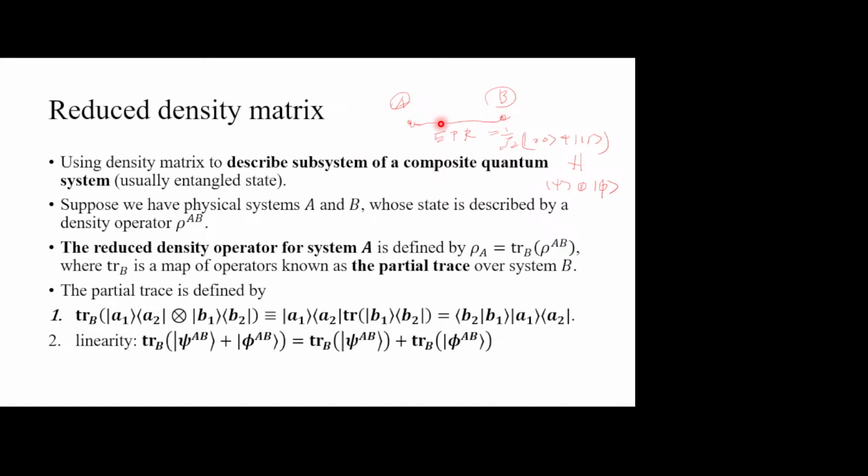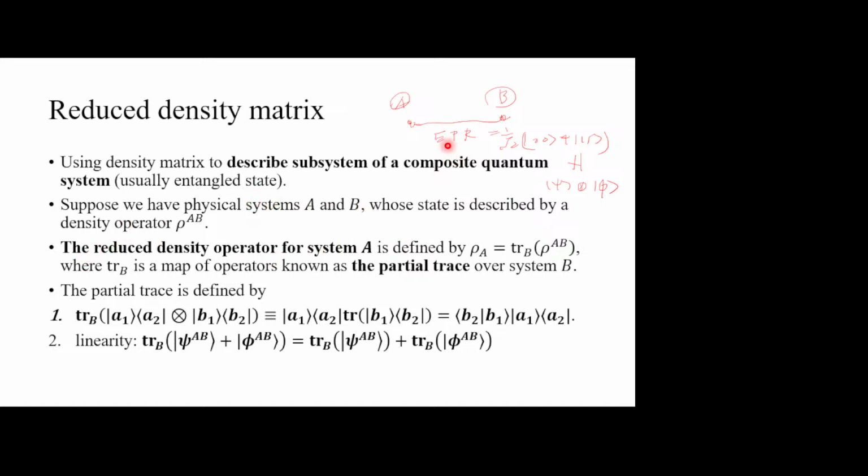So if A and B share an entangled state, and A doesn't send this state to B, so if A just holds this and never gives it to B, and there is still something B can do on itself, then that will be described by a density matrix, which we call the reduced density matrix. And here we have a very general formula.